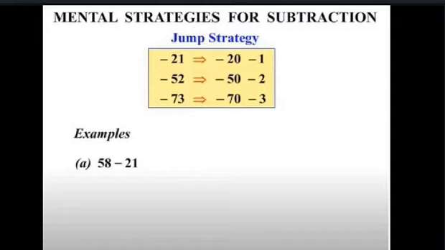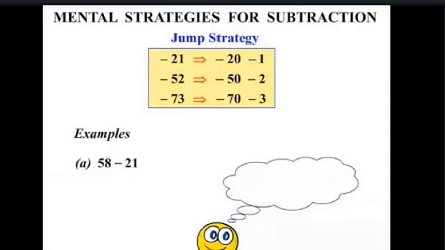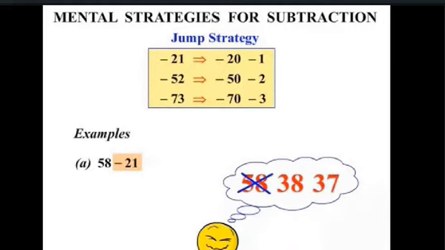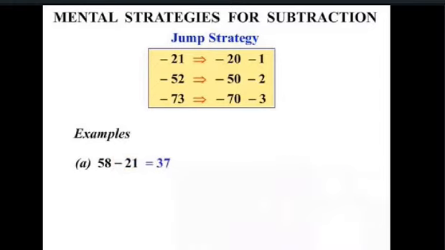58 minus 21. Let's bring our thinking cap on this time. 58 taking away 21. So let's take away 20, then take away 1. So 58 minus 20 equals 38. And we have to take away one more. That will be 37. Terrific!